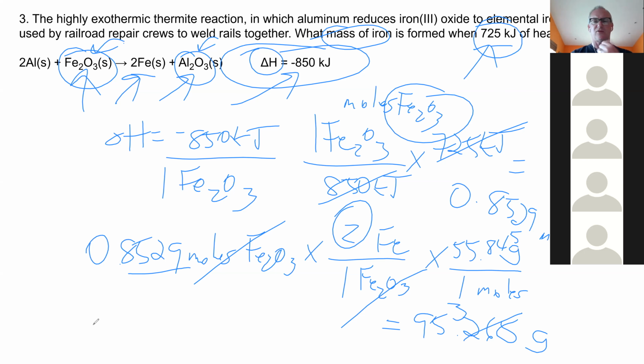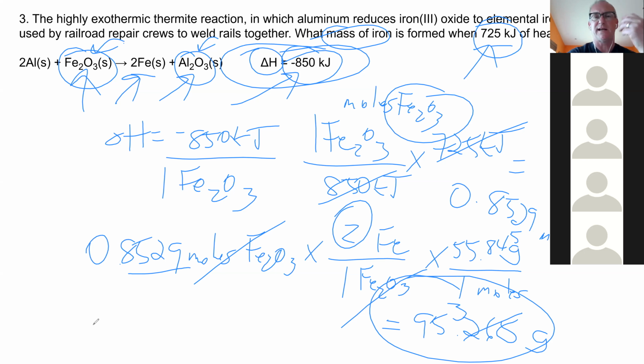And then just have a look and see if that makes sense. If 1 mole is 55, 2 moles would be 110. But I have less than 850, so it should be less than 110 but more than 55. So it should be somewhere in between 1 and 2 moles. That looks to be about right.